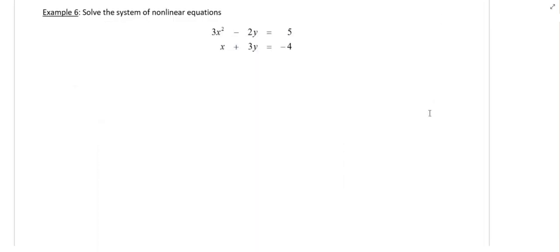Okay, so let's go ahead here and use substitution. So what I'm going to do is I'm going to solve for x since it is alone here. I am going to subtract the 3y from both sides. All right, so what I'm getting here is x equals -4 minus 3y. So I'm going to take that and I'm going to plug it into the first equation for x. Okay, so that's going to look like this.